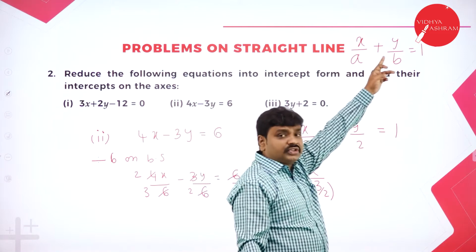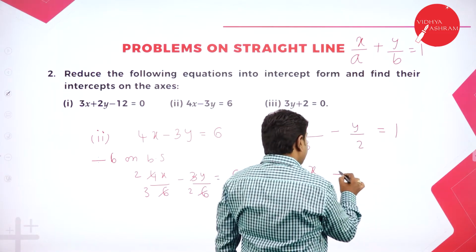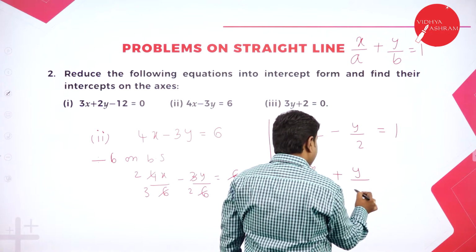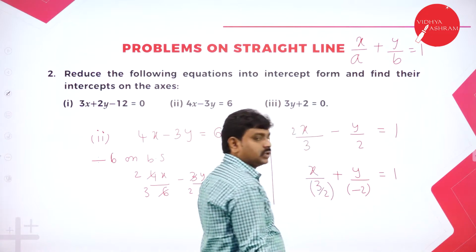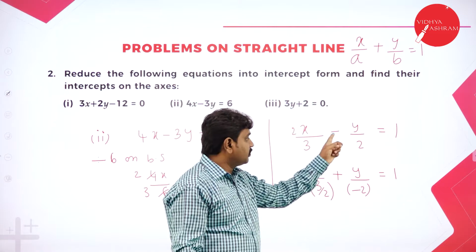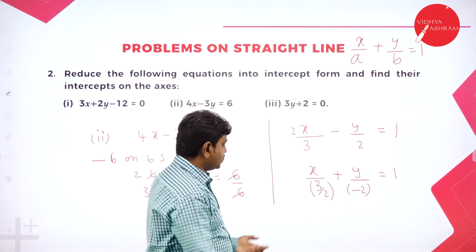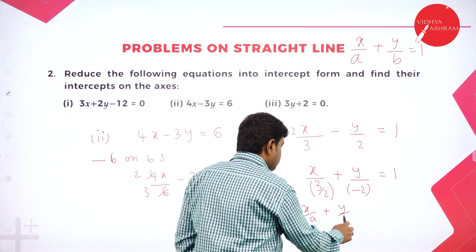The quotient of y should be 1, but I have minus 1. So I'll write plus y by minus 2. Can I write plus by minus is minus, equal to 1? So can I write minus y as plus of minus y? That is minus, I'll write in the denominator. Now, it is in what form? x by a plus y by b is equal to 1.